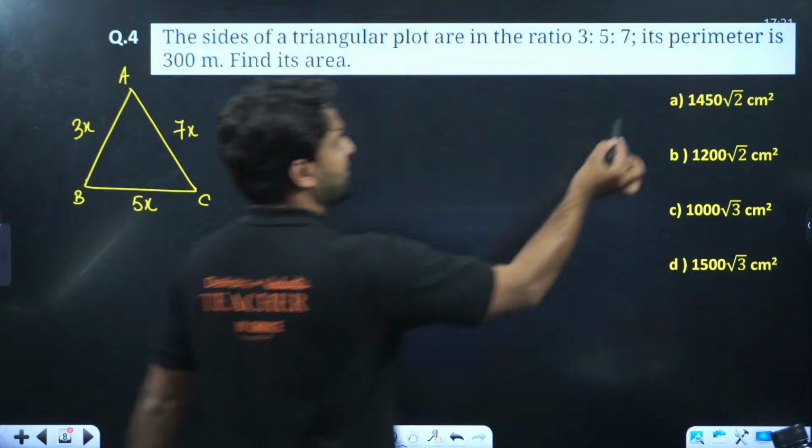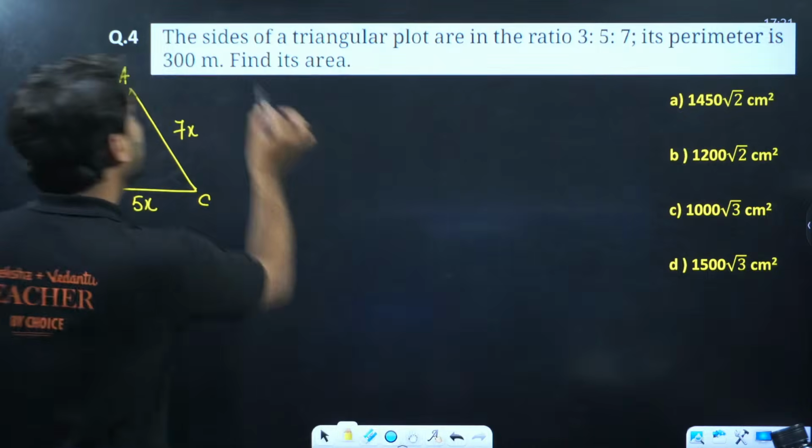Now the second information is its perimeter is 300 meter.